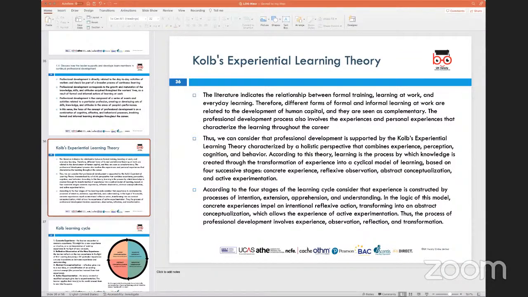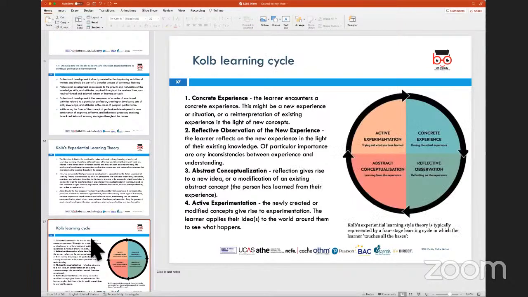Now, in this particular cycle, in the experiments and studies that he did, he said that the impetus for the development of a new concept is provided by new experiences. And learning, for him, he defined as a process through which knowledge is created, and transformation of experience creates knowledge. So when we talk about his work, he came up with four stages of learning, which consider that experience is constructed by processes of intention, extension, apprehension, and understanding.